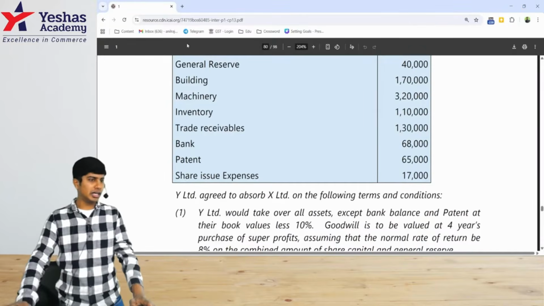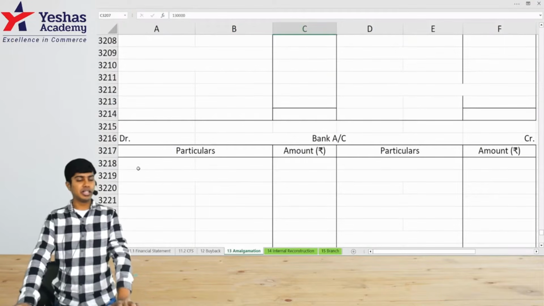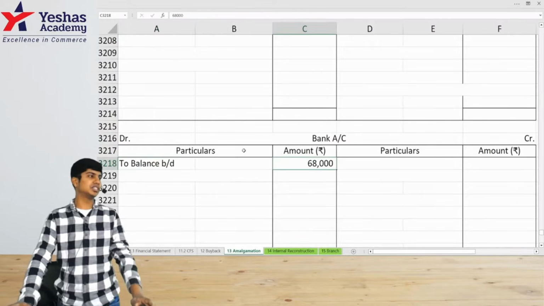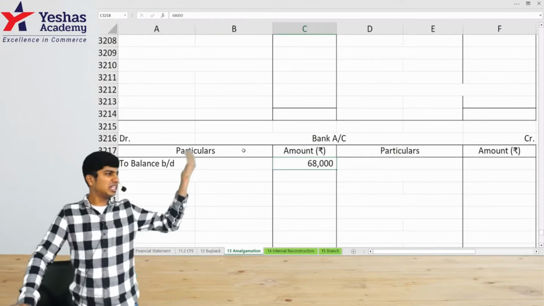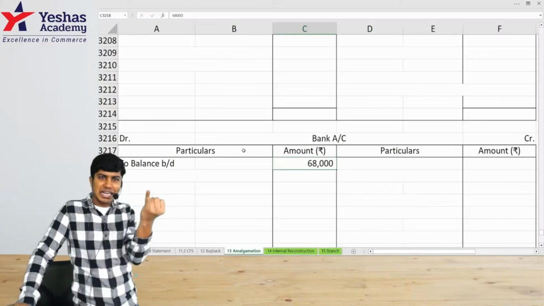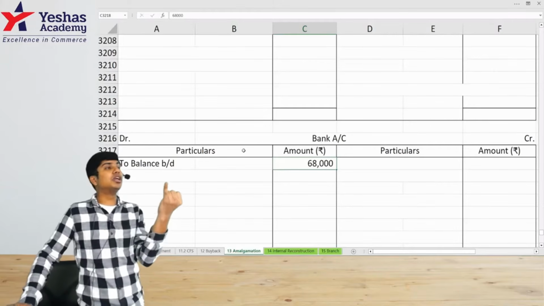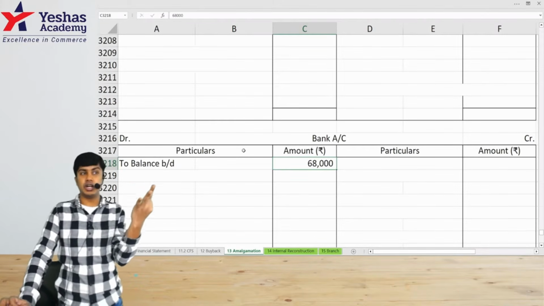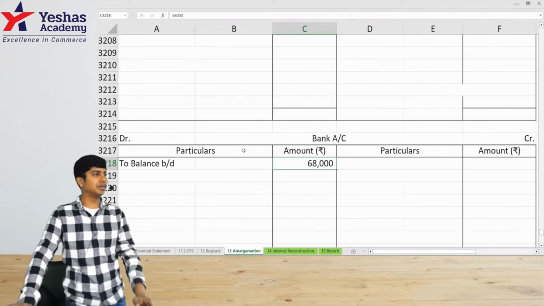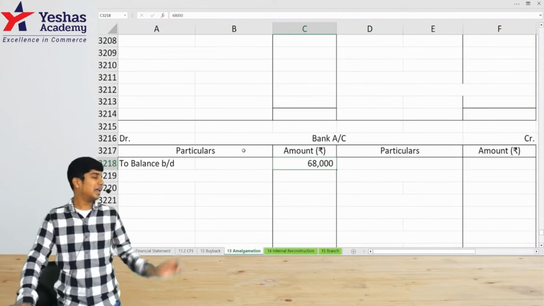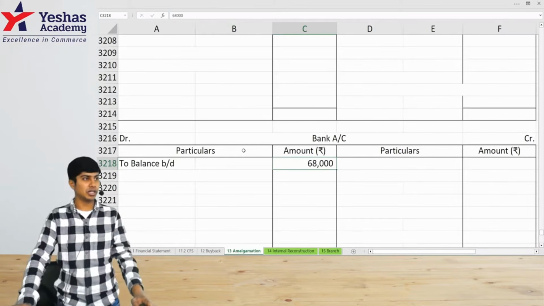Bank balance not taken. Open one bank account. On the debit side, you write balance brought down. This is useful. We'll receive 3 lakh cash from them. We will pay realization expense. We will pay to debenture holders and loan because it's not taken over, and balance will be paid to equity shareholders. They'll be balancing here, a balancing figure in this ledger. That will be equity shareholder account.